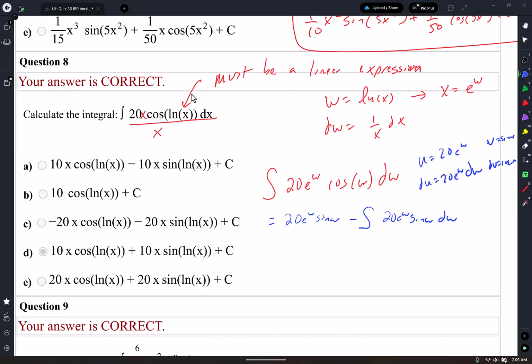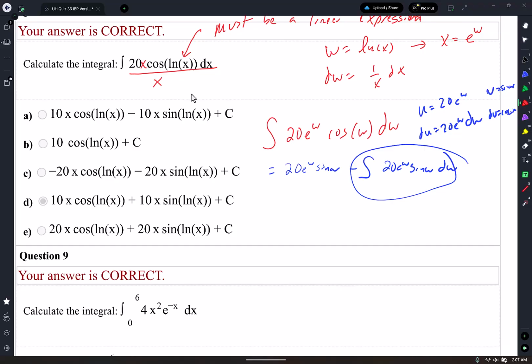And then just like before, we're going to do u substitution again with this right here. Okay, so my u is going to be 20 e to the w. So then my du is going to be 20 e to the w dw. And let's see, v dv. My dv is going to be sine w. So the antiderivative of sine w is going to be negative cosine w. So let's see, uv minus integral of v du.